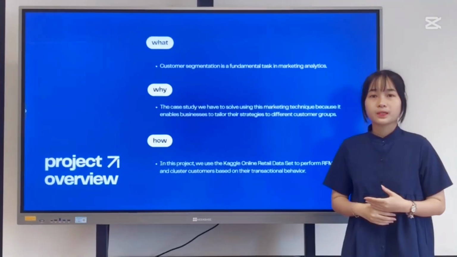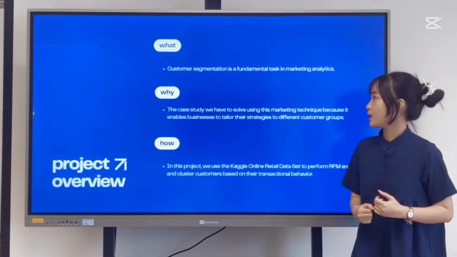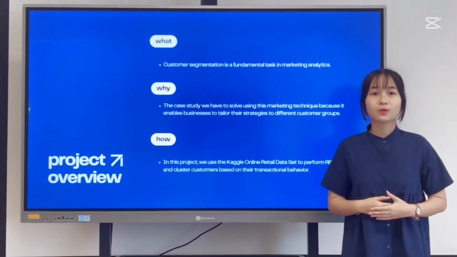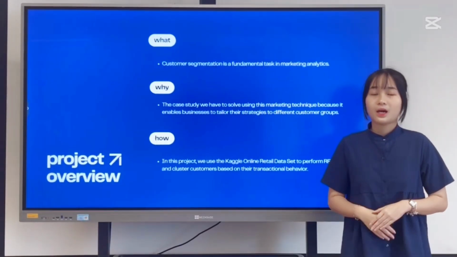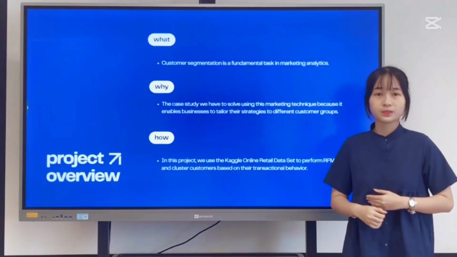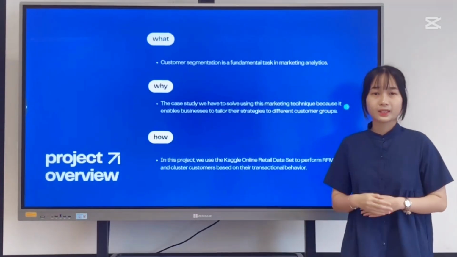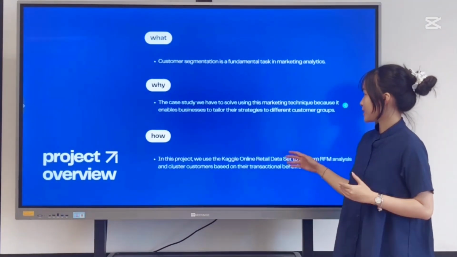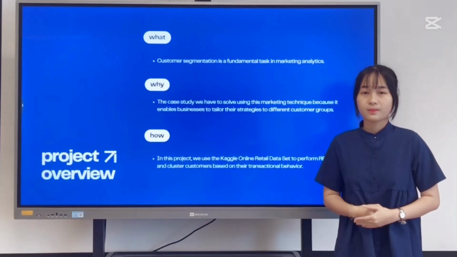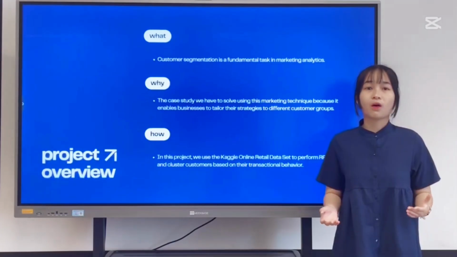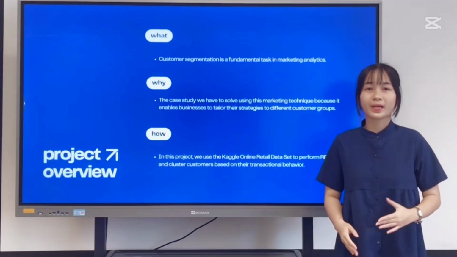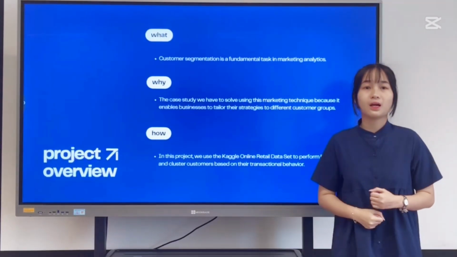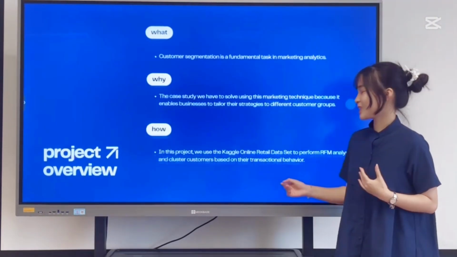Our project will clearly answer 3 questions: what, why, and how. Customer segmentation is a fundamental task in marketing analytics. We solve this case study using this marketing technique because it enables businesses to tailor their strategies to different customer groups. And how? In this project, we use the Online Retail dataset from Kaggle to perform RFM analysis and cluster customers based on their transactional behavior.